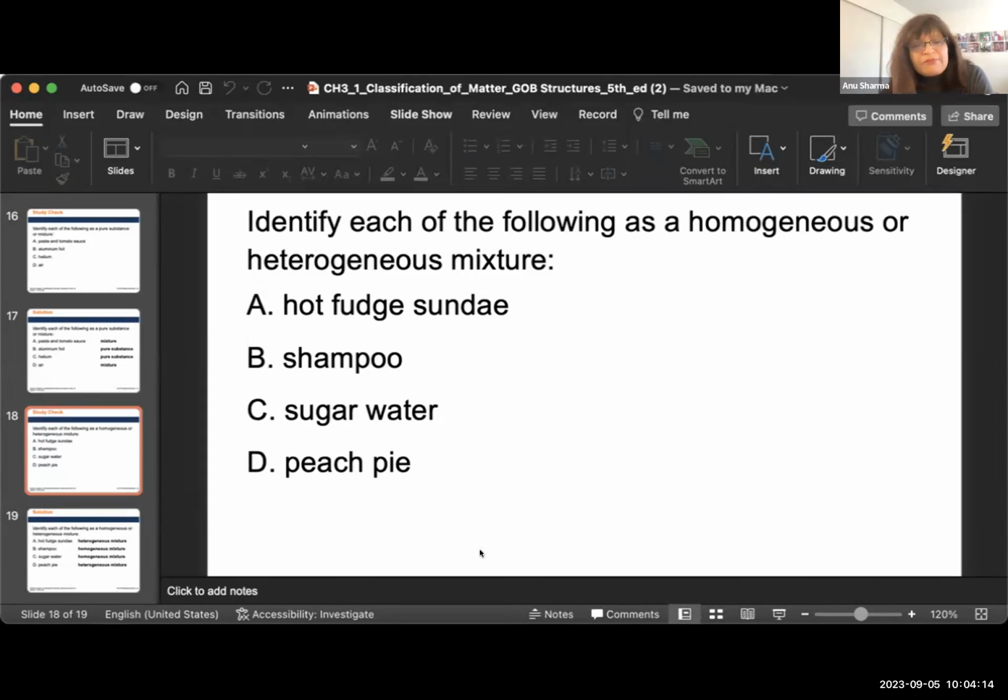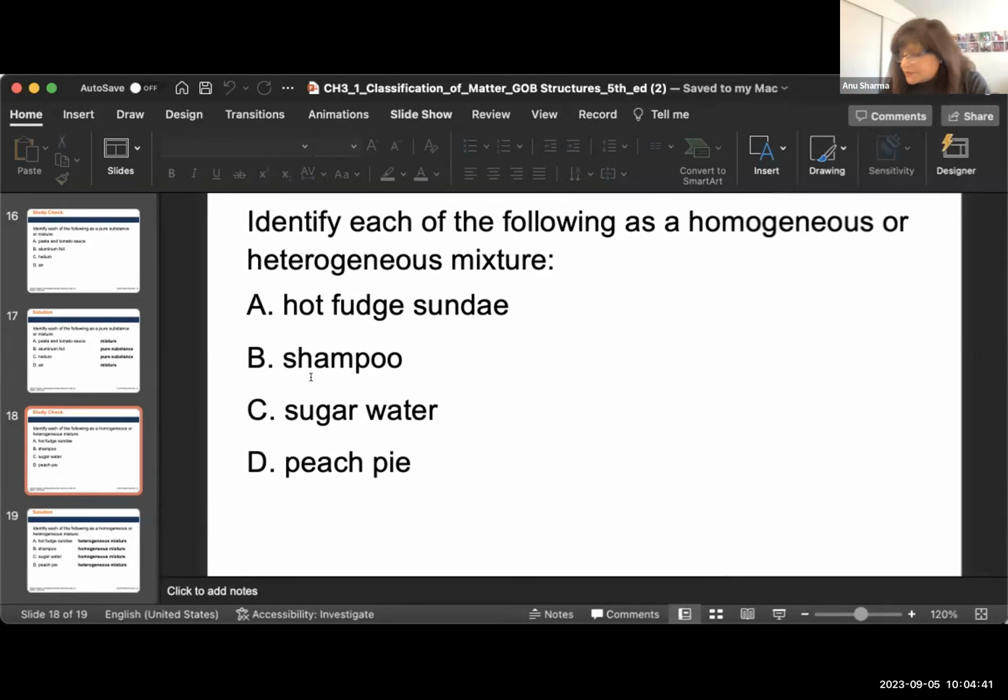Okay, let's look at the shampoo. Shampoo is also a mixture of different things, but it's a homogeneous mixture. It all looks one. It's shiny, but it depends on what kind of shampoo. Generally, shampoos have that nice flow. So it's a homogeneous mixture.